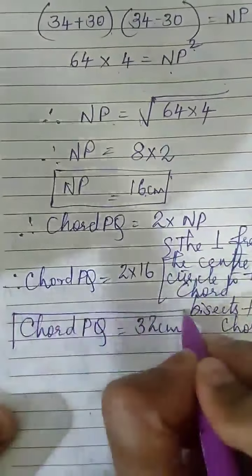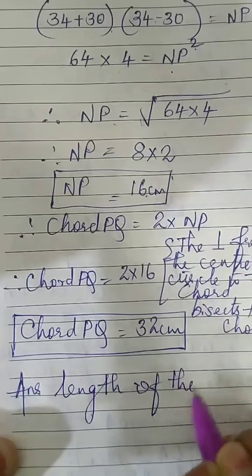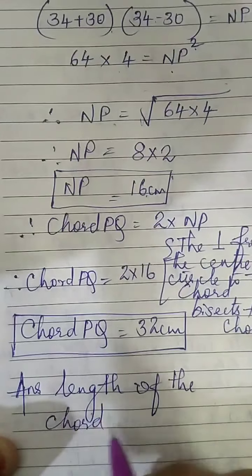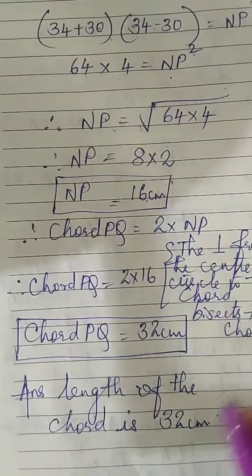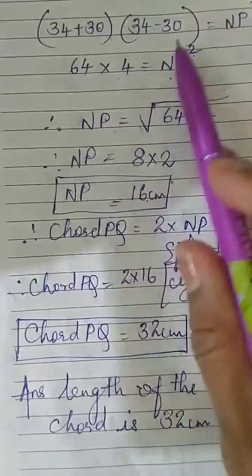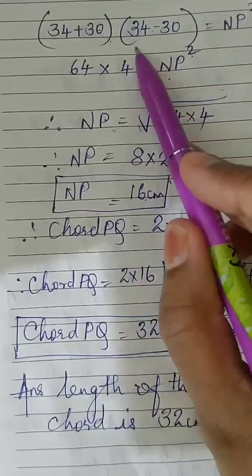Easy? So final answer I'll write. Length of the chord is 32 centimeter. Okay children, so I told you to do the sum on your own, but still I showed all the steps. Calculation you can do according to your convenience. I liked it to do this way, so I did it this way.